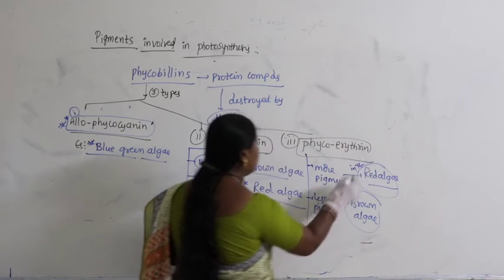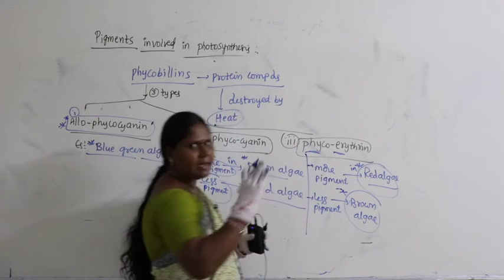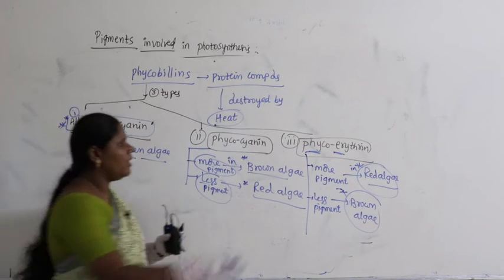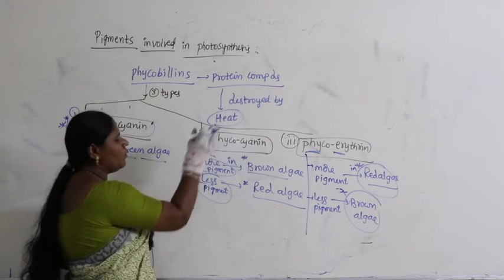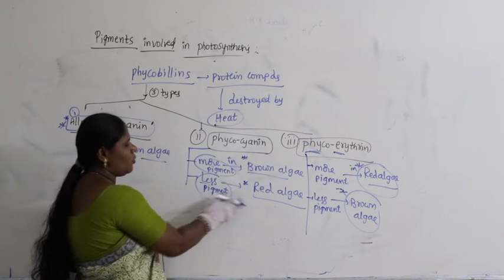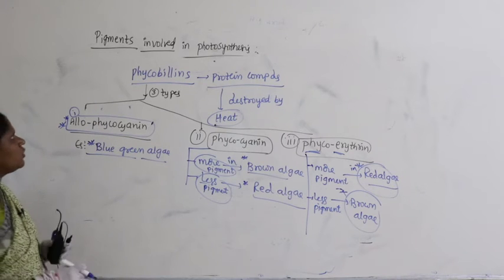Okay, so you know that very clearly. Phycoerythrin in the plant kingdom algae we studied: phycoerythrin is more in red algae and less quantity is present in brown algae. Phycocyanin is found in more quantity in brown algae and less quantity in red algae. Even phycobilins are also major components.